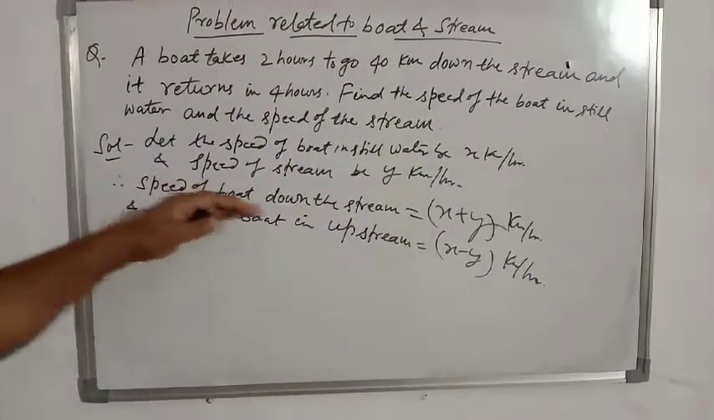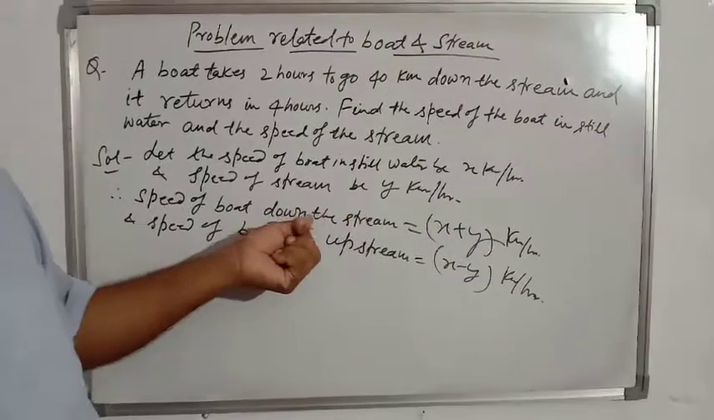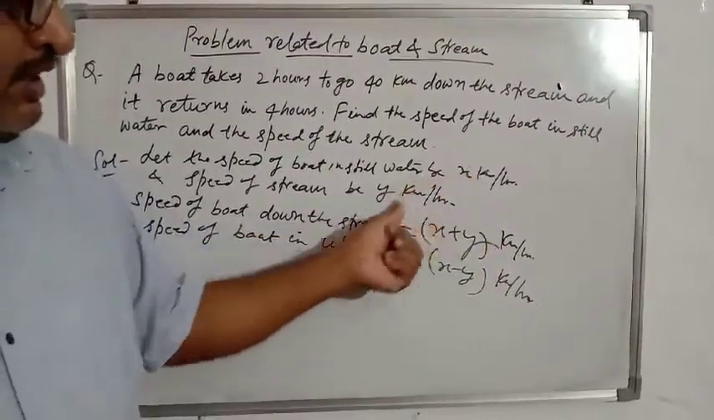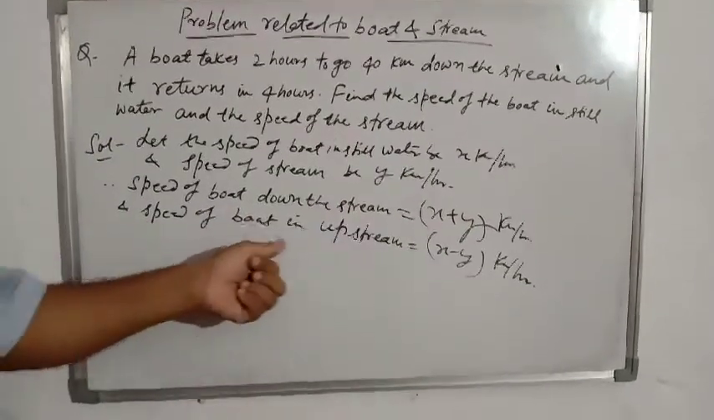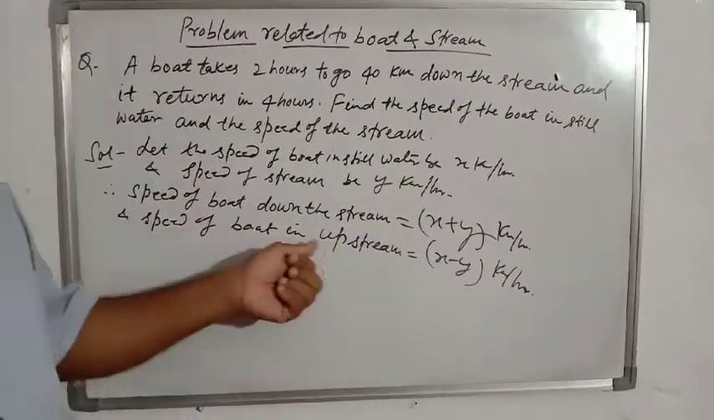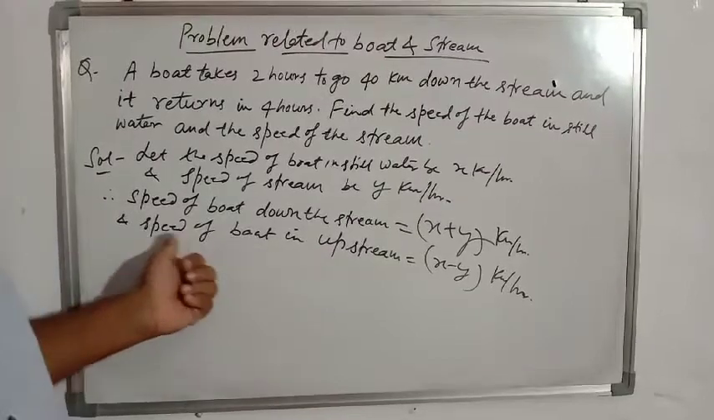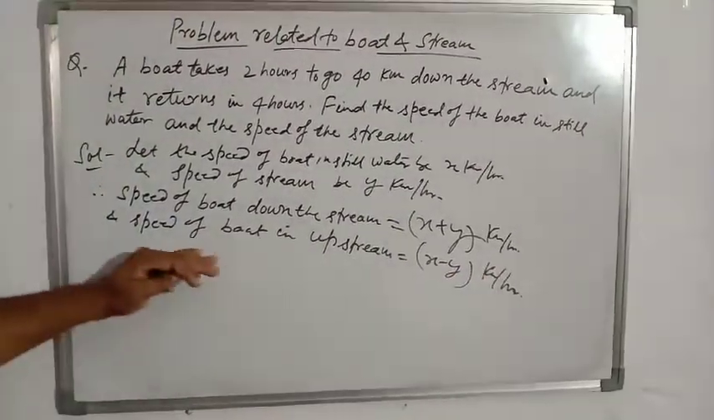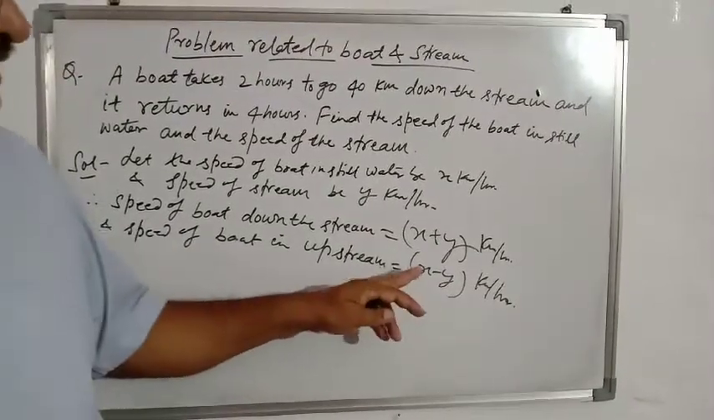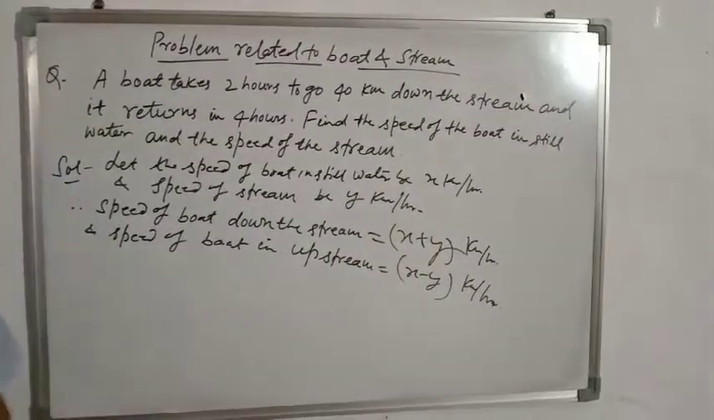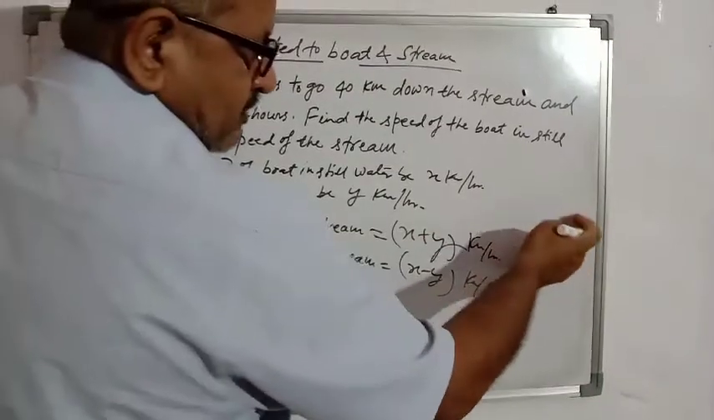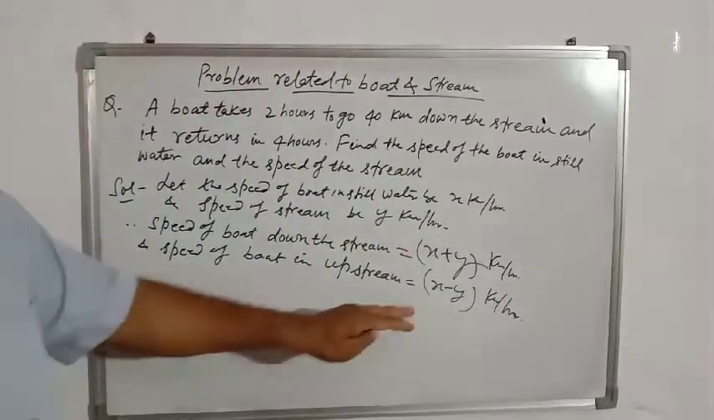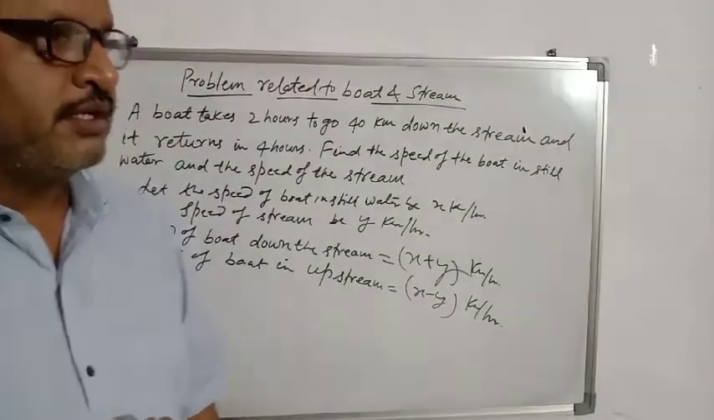So when the boat moves in the direction of the stream, we say it is downstream. In that case, the speed of the boat will be x plus y. We will add both speeds. But if the boat moves in the opposite direction of the stream, that is upstream, then the speed of the boat will be x minus y kilometer per hour, because the water current will decrease the speed of the boat. The boat is moving forward, the water is coming in the opposite direction, so it will decrease the speed of the boat. So we have to write x minus y kilometer per hour.